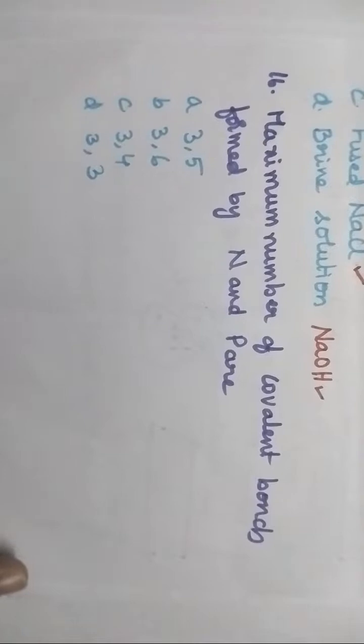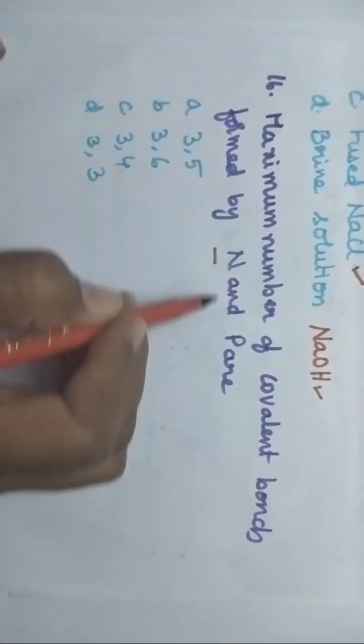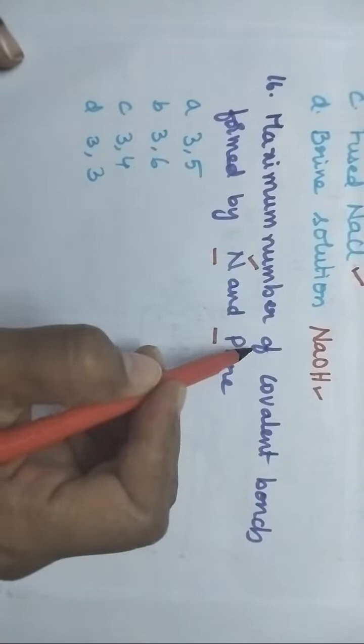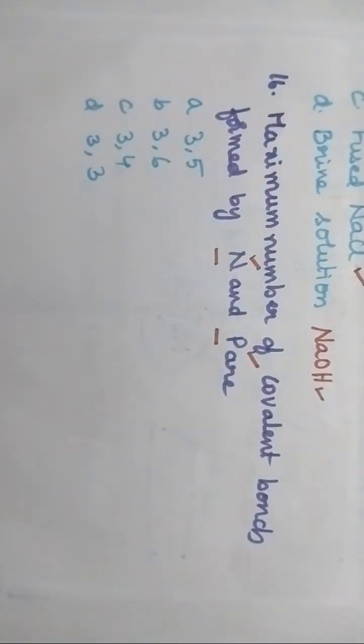Moving to the 16th question. The maximum number of covalent bonds formed by nitrogen and phosphorus are. So maximum, how many covalent bonds will be formed by nitrogen and phosphorus? They belong to the same group.